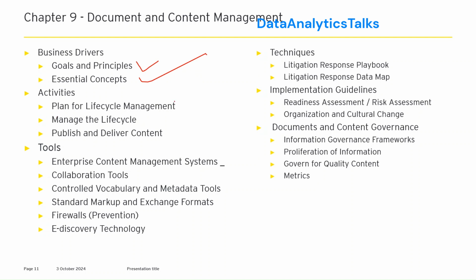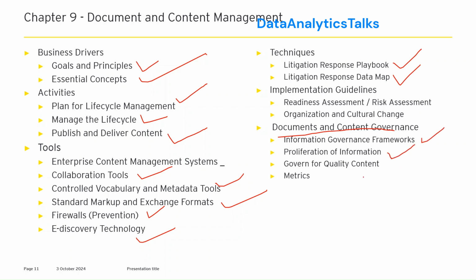Activities like plan for lifecycle management, then manage the lifecycle, publish and deliver content. Then the tools: enterprise content management systems, collaboration tools, controlled vocabulary and metadata tools, standard markups and exchange formats, and firewall prevention and e-discovery technology. And various techniques like litigation response playback, litigation response data map, then implementation guidelines. Then we have document and content governance, like information governance framework, proliferation of information, govern for quality content and matrices.